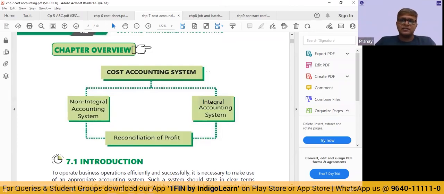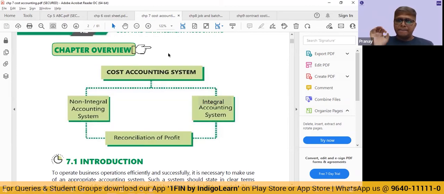Now, what is the difference? When we are selling goods, what is the normal accounting entry that we pass? We debit sundry debtor, or that particular customer, or if we are selling it through payment, cash, bank, etc., we debit that, and we credit sales. In financial accounting, if we were doing the integral system, we would do the same thing.